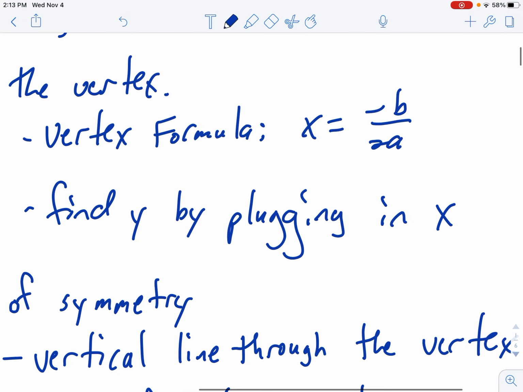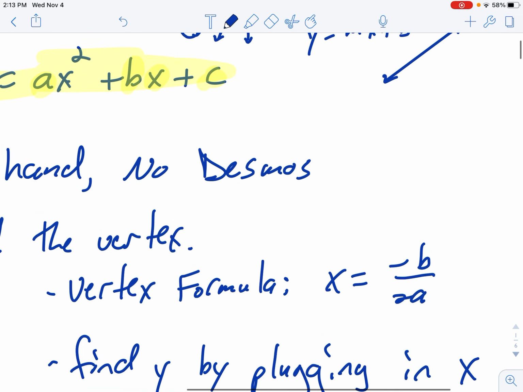There's a formula for this. The formula is x equals negative b over 2a. b and a come from up here. So b is the number in front of x. You just take the opposite of that. a is the number in front of x squared, times 2. You actually don't use c in the vertex formula at all. It does not come into play.